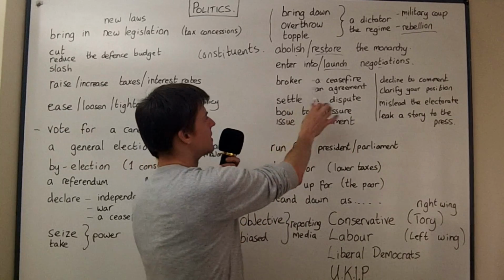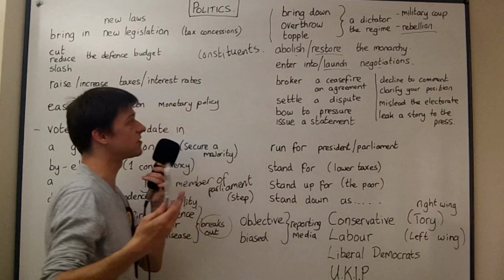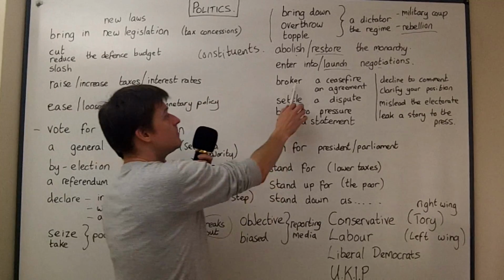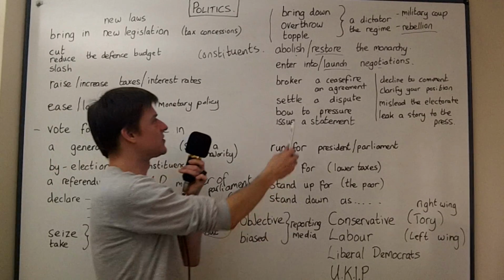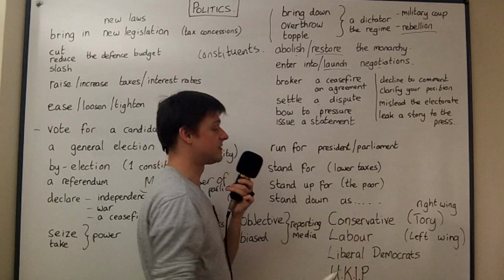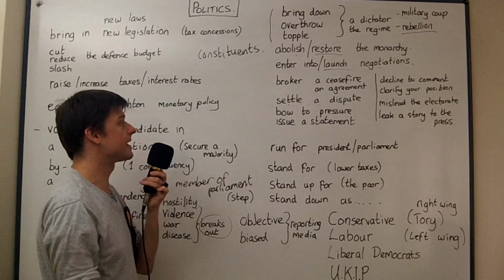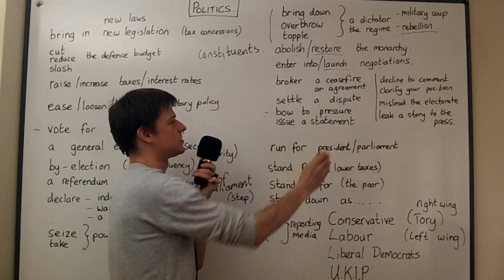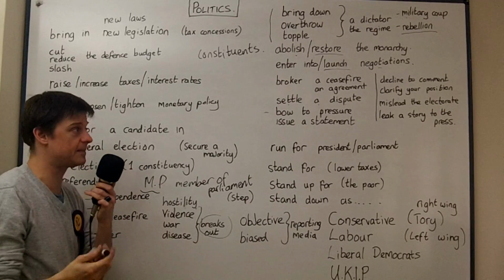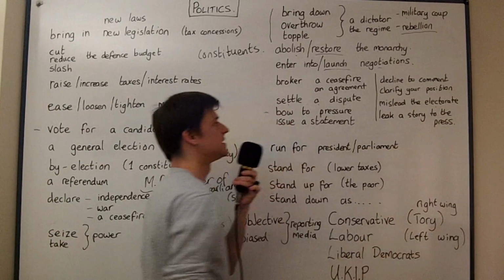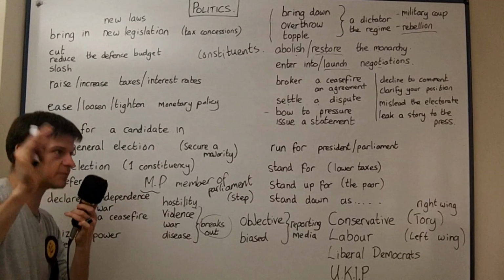You can broker a ceasefire, which means arrange a ceasefire. Broker an agreement means reach an agreement. It's kind of like settling a dispute. Very similar. If you bow to pressure, it means you've been put under a lot of pressure, maybe from the public, maybe from the electorate, and in the end you bow to pressure.